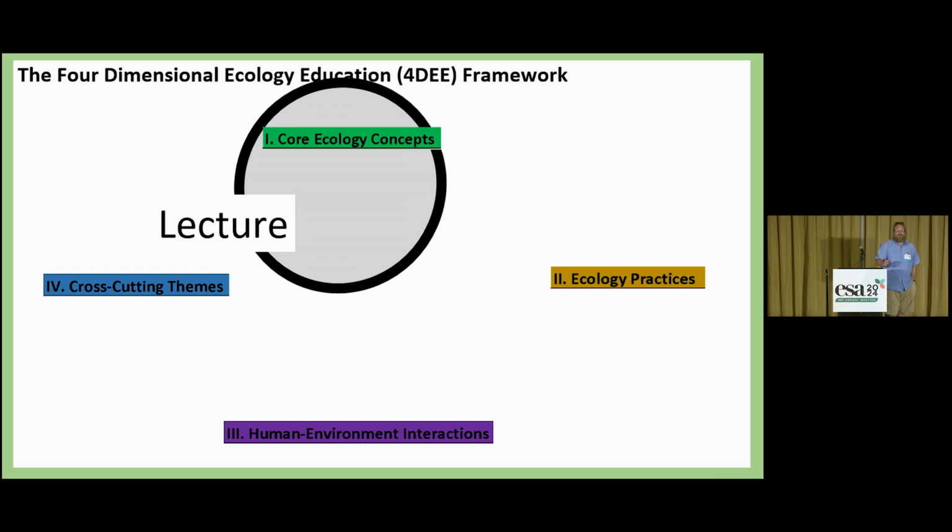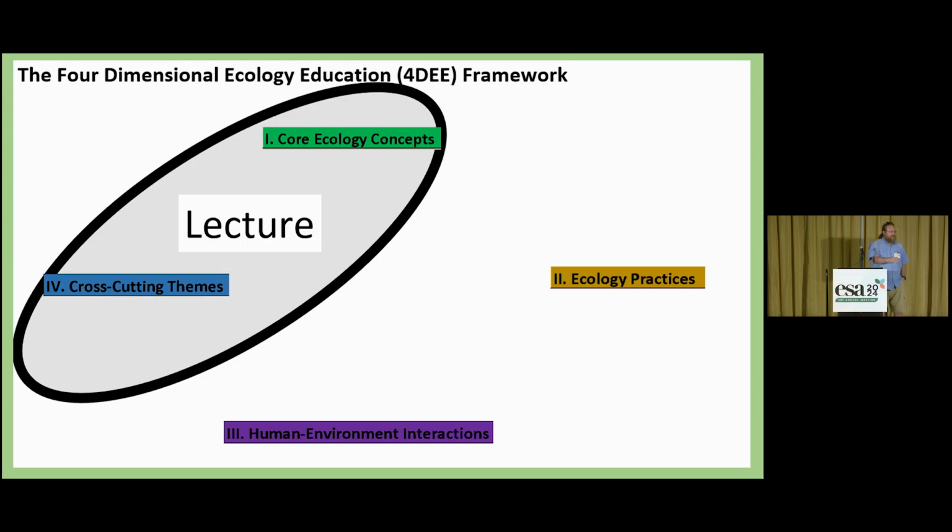When we think about lecture, we often think about core ecological concepts. In fact, that's how our textbooks are oriented, right? They're just a list from organisms to the biosphere. I would also argue that sometimes in lectures we really hit cross-cutting themes pretty well. The reason for that is oftentimes that's explicit, where we say we're going to have a lecture on evolution, and sometimes it happens on its own. For example, how can you talk about ecosystems without talking about systems? And so this is our domain for lecture.